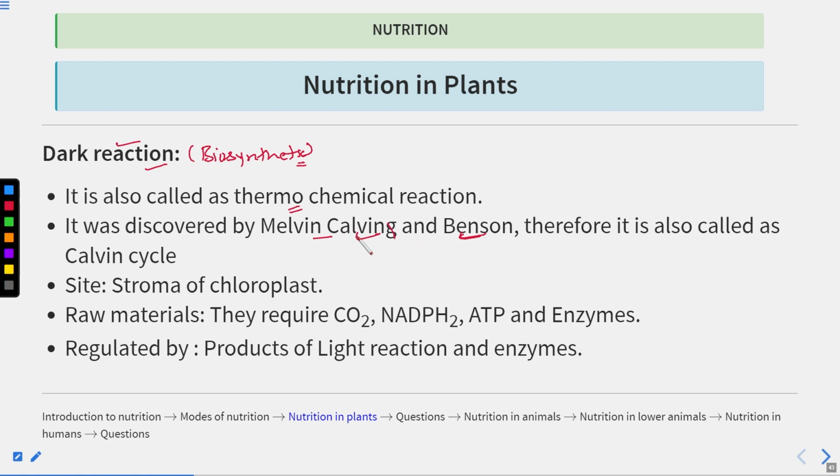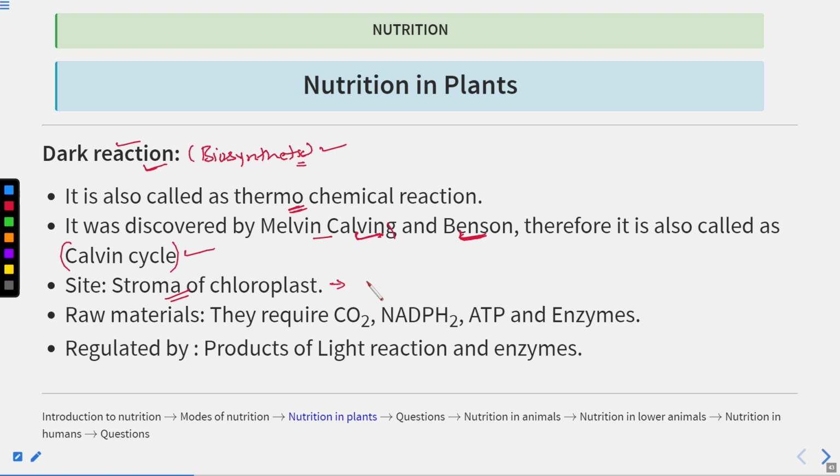On the basis of their names, or the basis of their discoverers, this dark reaction is also known as the Calvin cycle or Calvin-Benson cycle. So the dark reaction is also known as the biosynthetic phase, the thermochemical reaction, and the Calvin cycle or Calvin-Benson cycle. Now, what is the site of the dark reaction? Stroma. We have already discussed this.